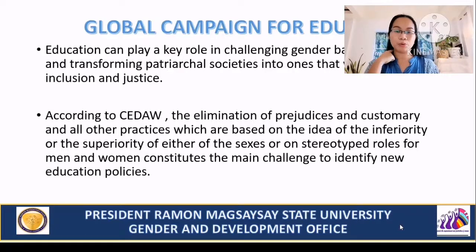So being able to identify the different problems that we are facing in education, and being able to identify gender issues and gender concerns, we can do something in our educational policy so that we can attain gender fair education.